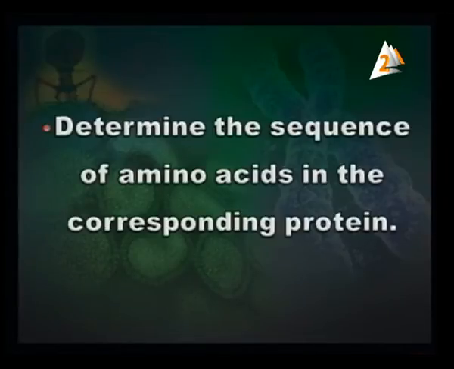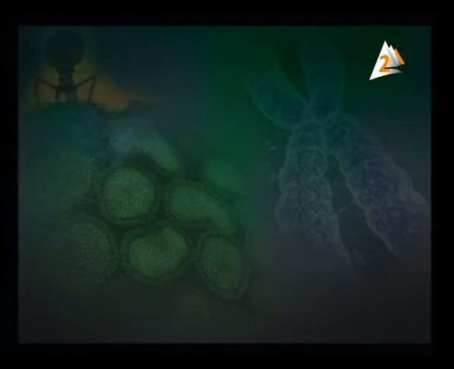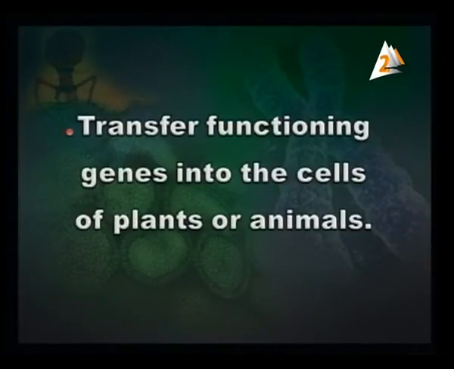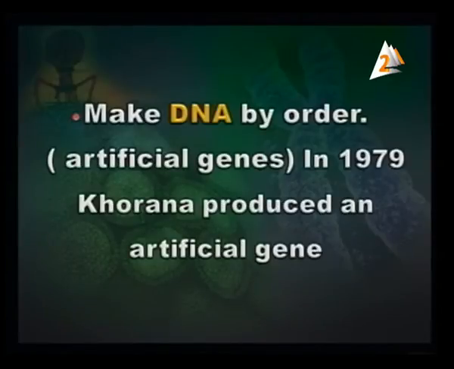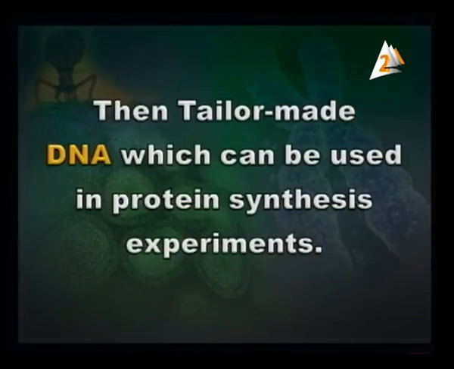Number 2, determine the sequence of amino acids in the corresponding protein. Number 3, as an importance for this molecular technology studies, transfer the functioning genes into the cells of plants or animals. Make DNA by order as an artificial gene, as Khorana in 1979 produced an artificial gene, and also tailor-made DNA which can be used in protein synthesis experiments.